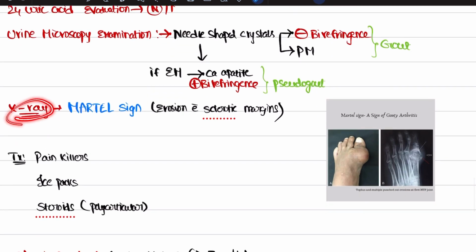And by doing an X-ray, you are going to see the erosions. See here, these black areas are erosions with overhanging margins, called the Martel sign. You need to remember this sign. This is the Martel sign. Here I discussed three different words: one is podagra, another is tophi, and the other is Martel sign.